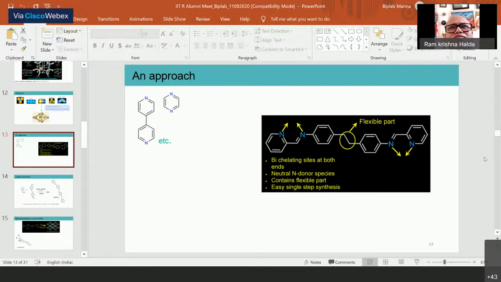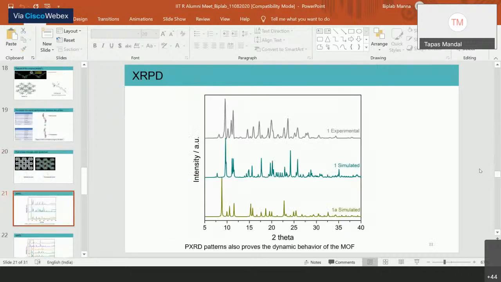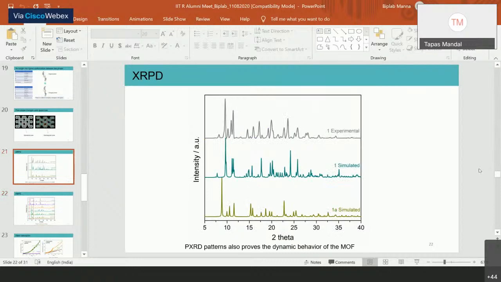Okay, there is one question from Dr. Mandal. So, Dr. Mandal, can you ask? Yeah. Can you hear me, Dr. Manna? Yes, sure. This is Tapas. I think around slide number 21 or so, you have tried to show your single crystal to single crystal transformation, and there is a powder X-ray of the material also. Yes. If you go back to the slide, or if you remember.